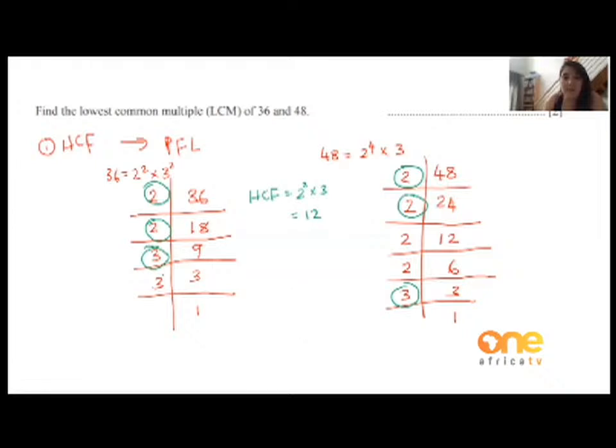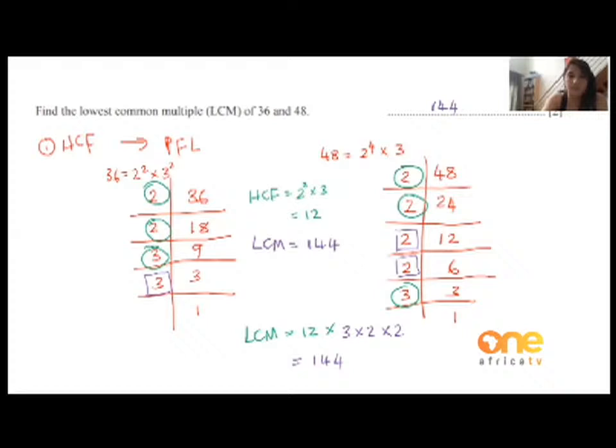For LCM, I'm then going to take my highest common factor and multiply it by what was left over in my ladders. Using the purple, that is going to be this 3 over here, this 2 over here, and this 2 over here. And so I'm going to say 12 times 3 times 2 times 2. And so then my LCM is 144. And I'm going to put it on my final answer line.